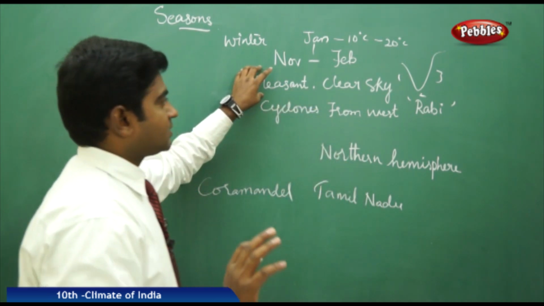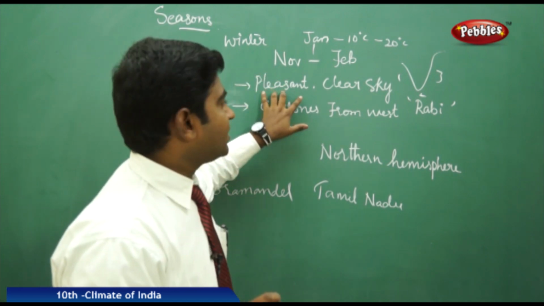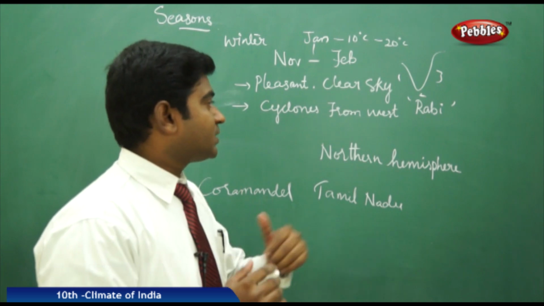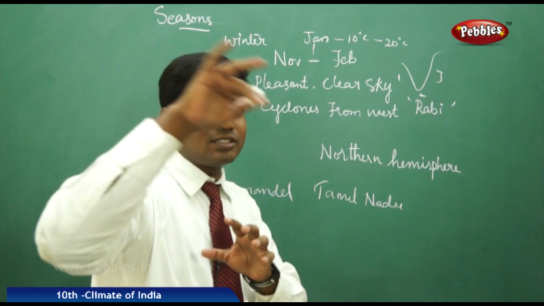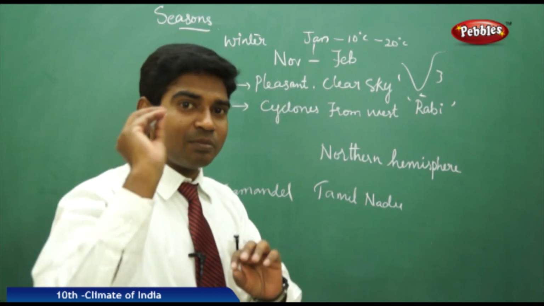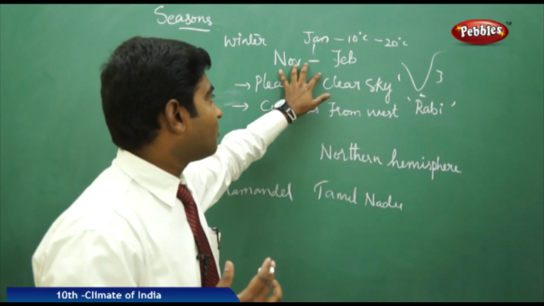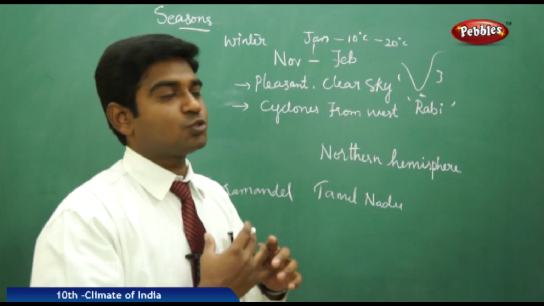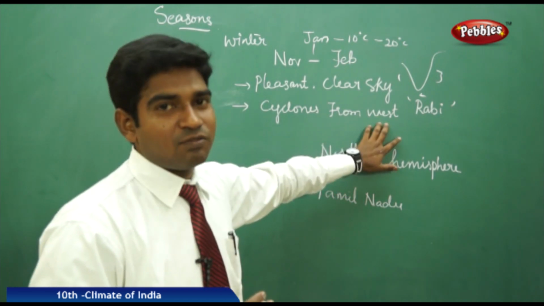And coming to the sky, how is the sky here? The sky is very pleasant, clear and very clean. But because of the cyclonic influences coming from the Mediterranean Sea belt, we get some disturbances, and some rainfall may occur during mid-November or December when there is a depression in the Mediterranean Sea coast. That is, from the west we get its influence.